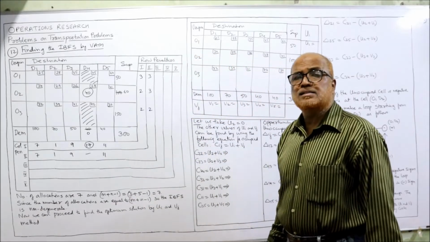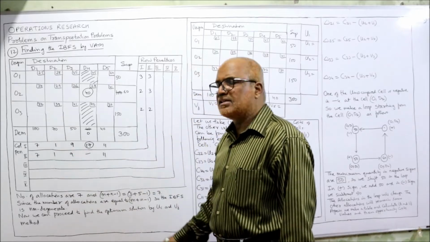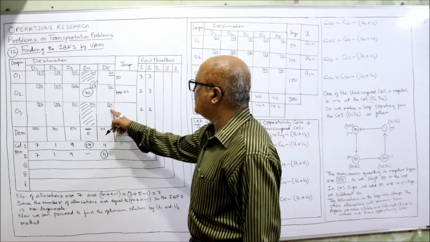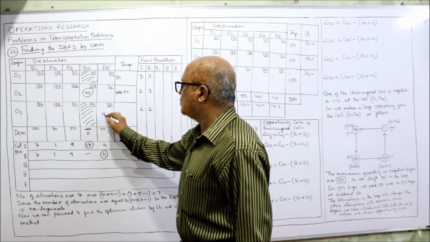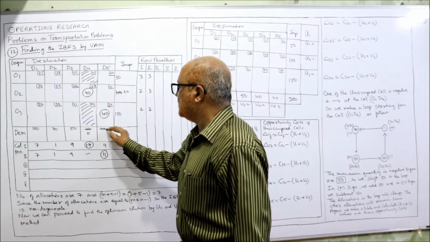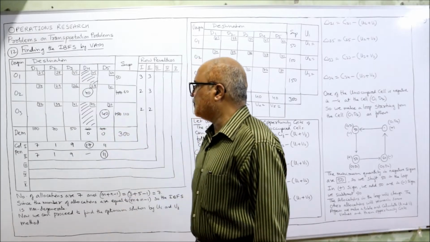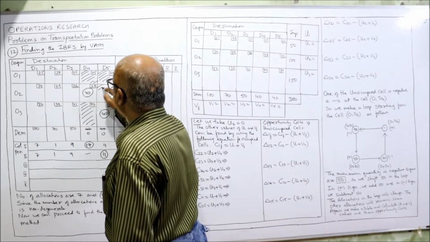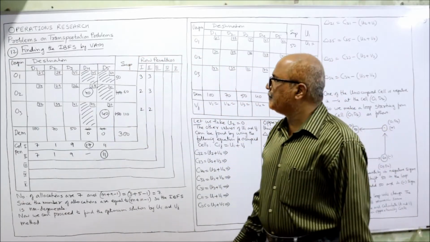Now, what is the maximum penalty? 3, 3, 2, 11, 9, 1, 7, 11 is the highest. Circle this 11. What is the minimum cost here? 30 is the minimum cost. Row total 150, column total 40. So 40 I will allocate. This will become 0. 150 minus 40 is 110. The column is blocked. That's all.